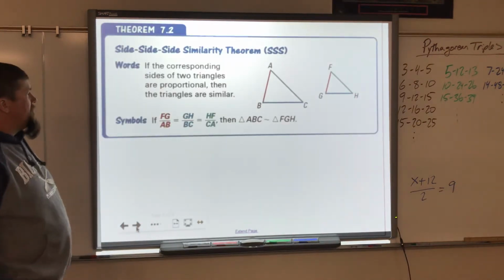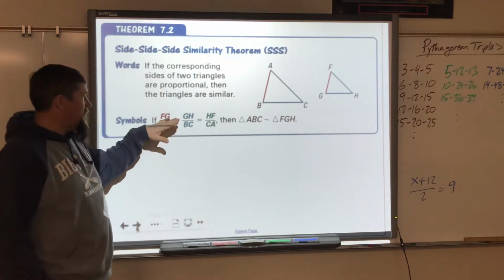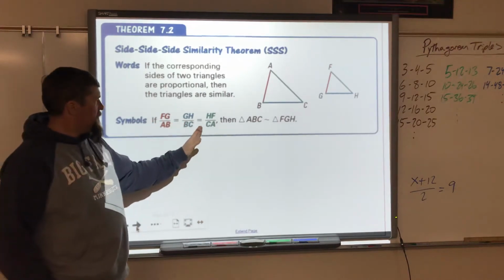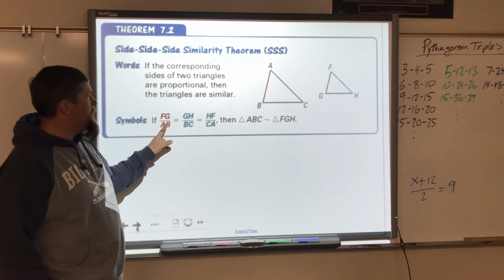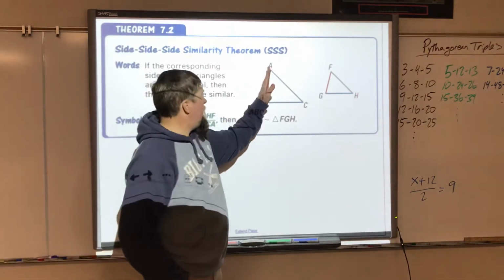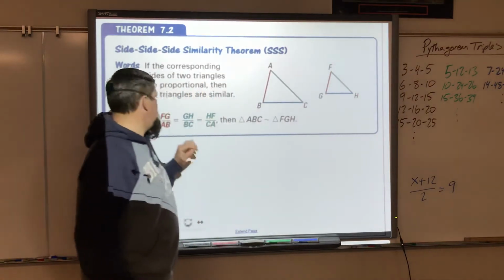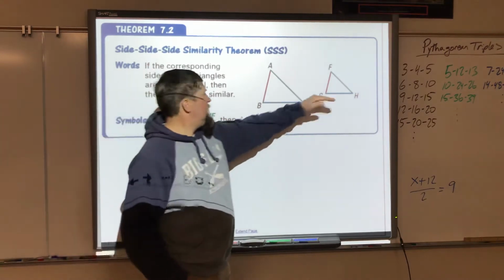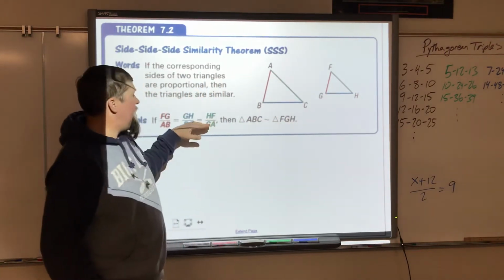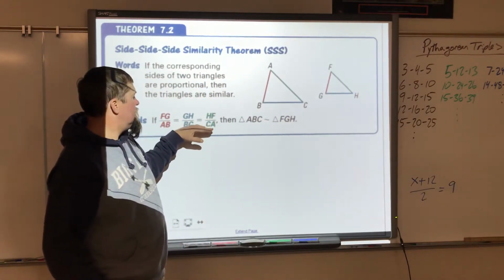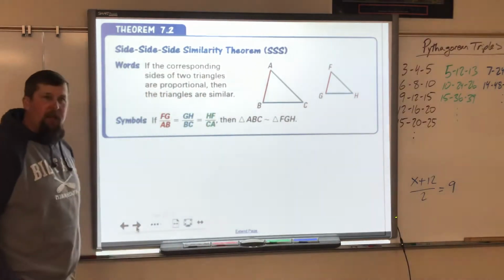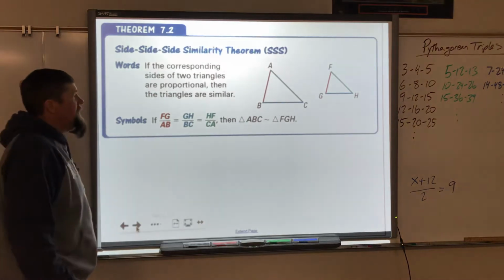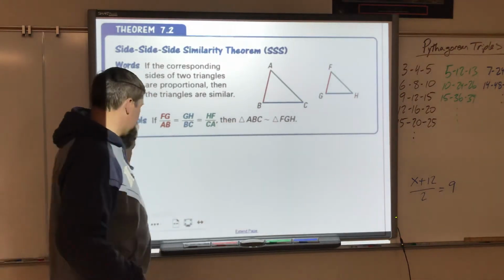Side, side, side. So here's where they talk about the three different ratios of sides. So AB compared to FG, GH to BC, FH to AC. If you can show that those are all the same ratio or fraction, then you know that the two triangles are similar.